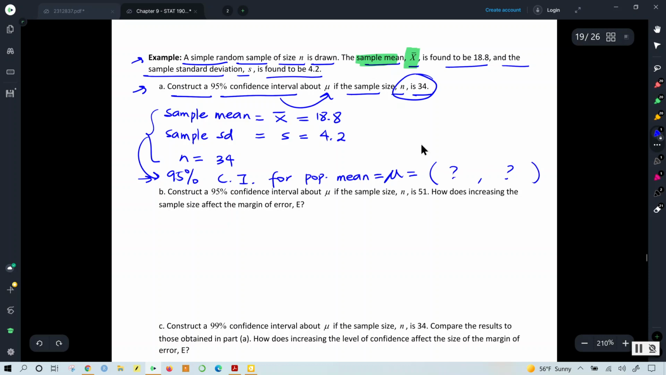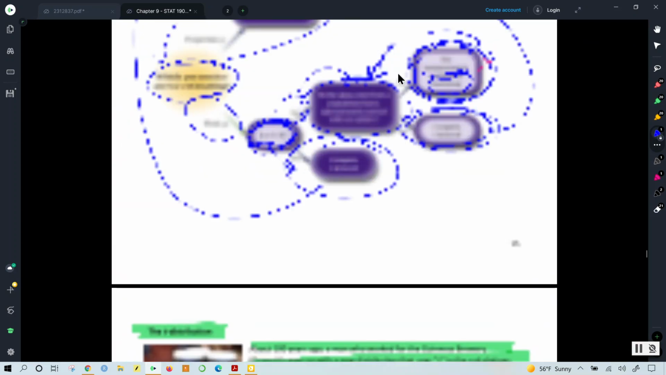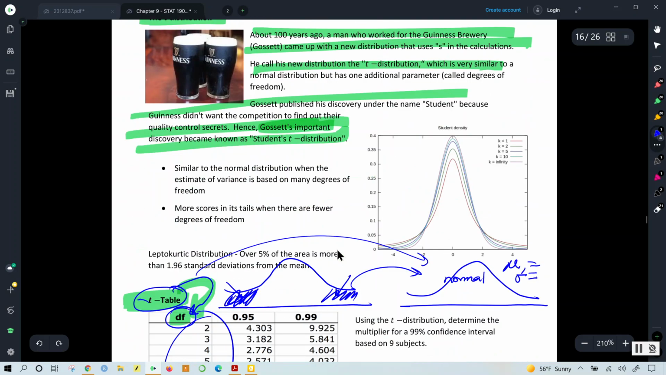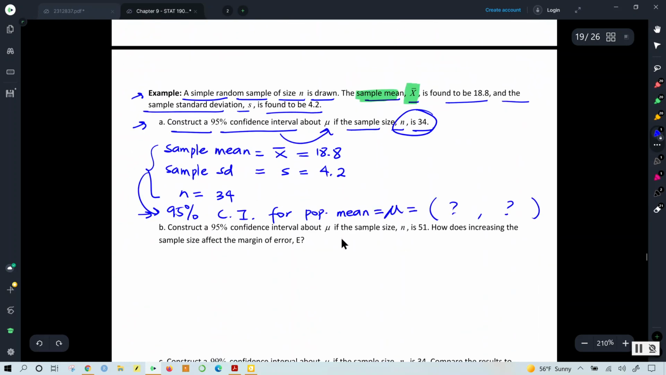Just as we did in the case of the population proportion, we can use StatCrunch to make this computation. Please note that the sample size here is 34. This is greater than 30. So if we go back to our template here, when the sample size is greater than 30, we're good to just directly compute the confidence interval without requiring that the data should come from a population that is normally distributed. So based on that, we are good to go in this case.